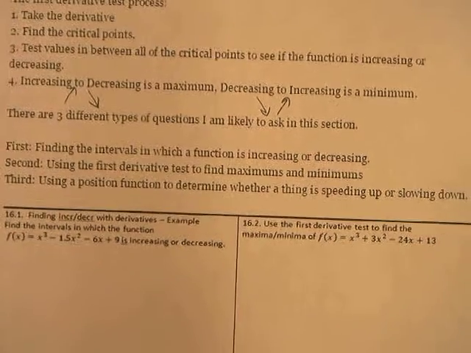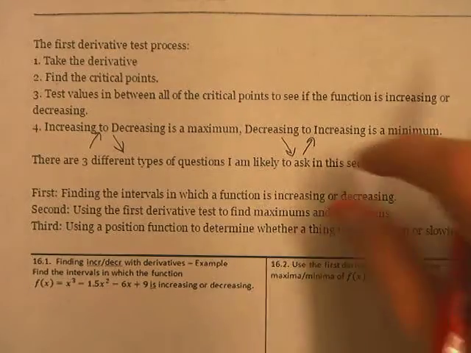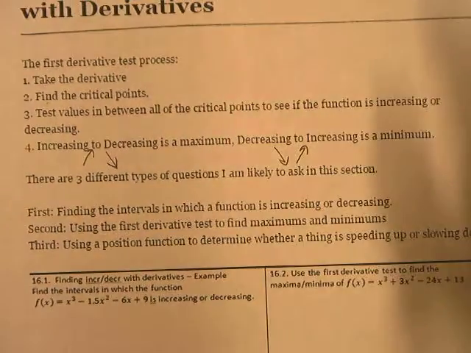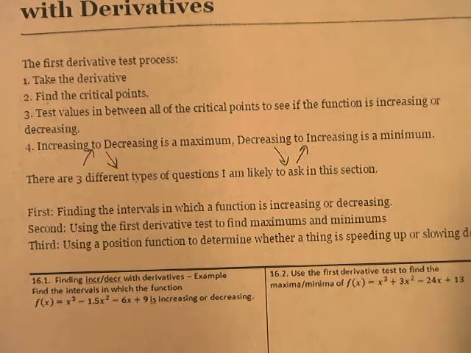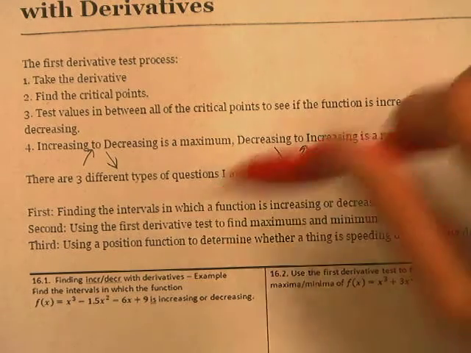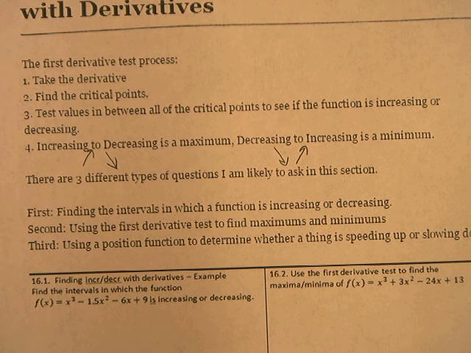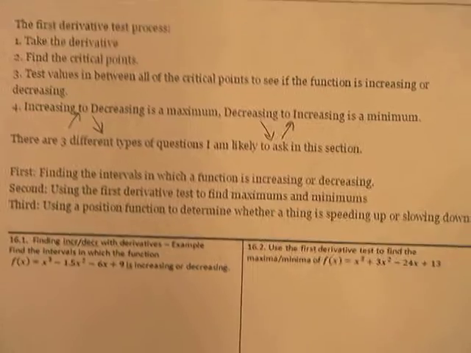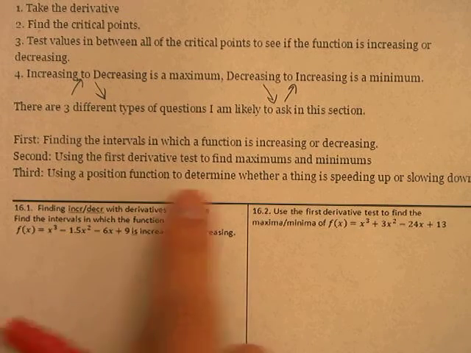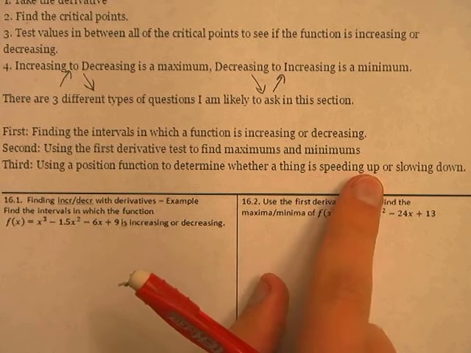Now, there are three types of questions I'm going to ask in this section. One of them is this first derivative process, where you actually have to use the first derivative test to find maxima and minima. Another one is you just need to find the intervals on which the function is increasing or decreasing. It's another one where you're going to have to test values in between our critical points and figure out the different intervals at which we're increasing, when we're decreasing, that sort of thing. The last thing is using a position function to determine whether a thing is speeding up or slowing down.